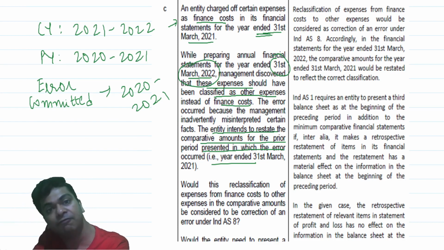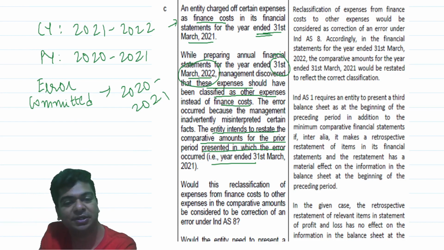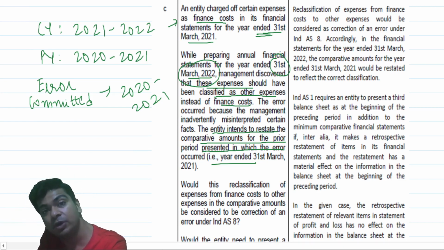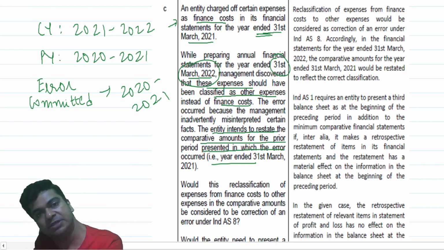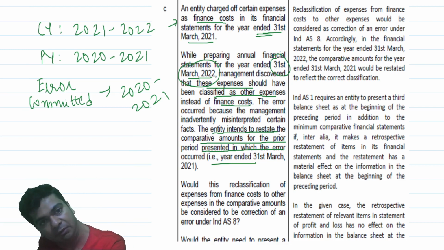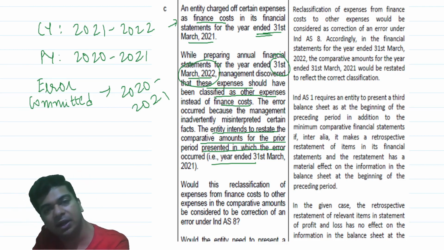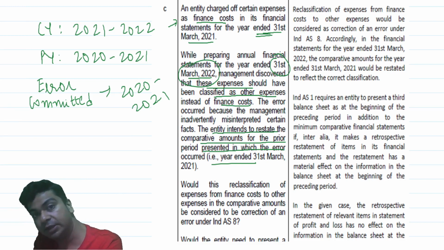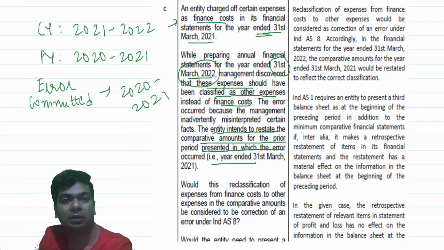The year before the preceding year is not getting affected, isn't it? See, the error was committed in the previous year only, not in the year before the previous year. Since the error was committed in the previous year, simply restating the comparative information of the previous year will rectify the error. The earlier years are not getting affected, and when earlier years do not get affected, there is no need for us to prepare a third balance sheet.